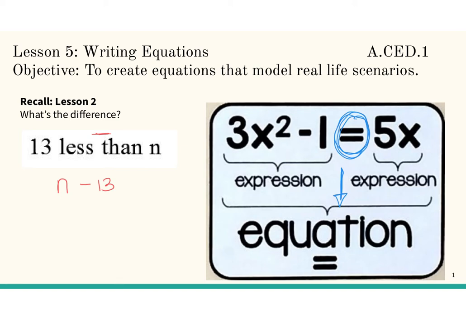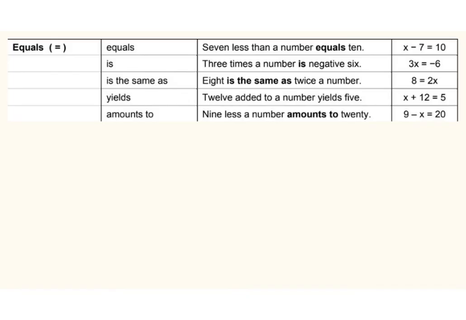So everything to the left of this equal sign is an expression by itself. Everything to the right of this equal sign is an expression by itself. But when we put them together and we include an equal sign, it is known as an equation. So since we are writing equations, there are certain words that tell us we need to have an equal sign. So whenever we hear the word equals or is the same as, yields or amounts to, those are keywords that mean equal sign.